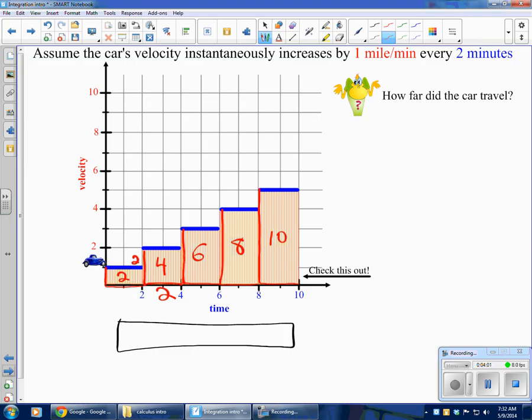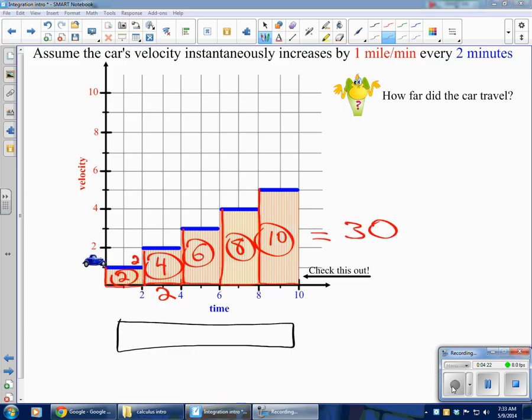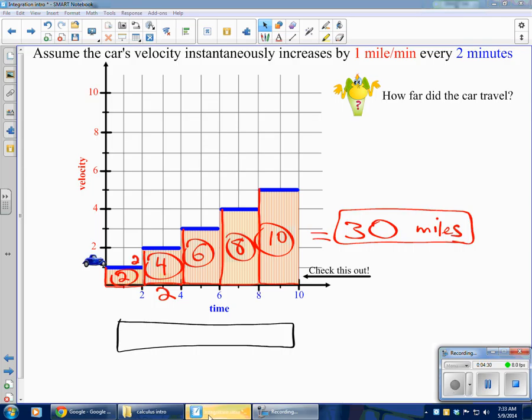So if I add up all of those individual areas, I have the total distance that the car traveled. Because again, the area of each of those rectangles represents the distance traveled over that time. And all those add up to equal 30. And again, that is the distance. So 30 miles. Okay, now this problem, besides the fact that Zeno's car's going fast, it's also not really a very realistic option here because, again, it's instantly increasing, instantly increasing, instantly increasing, which we can't do.